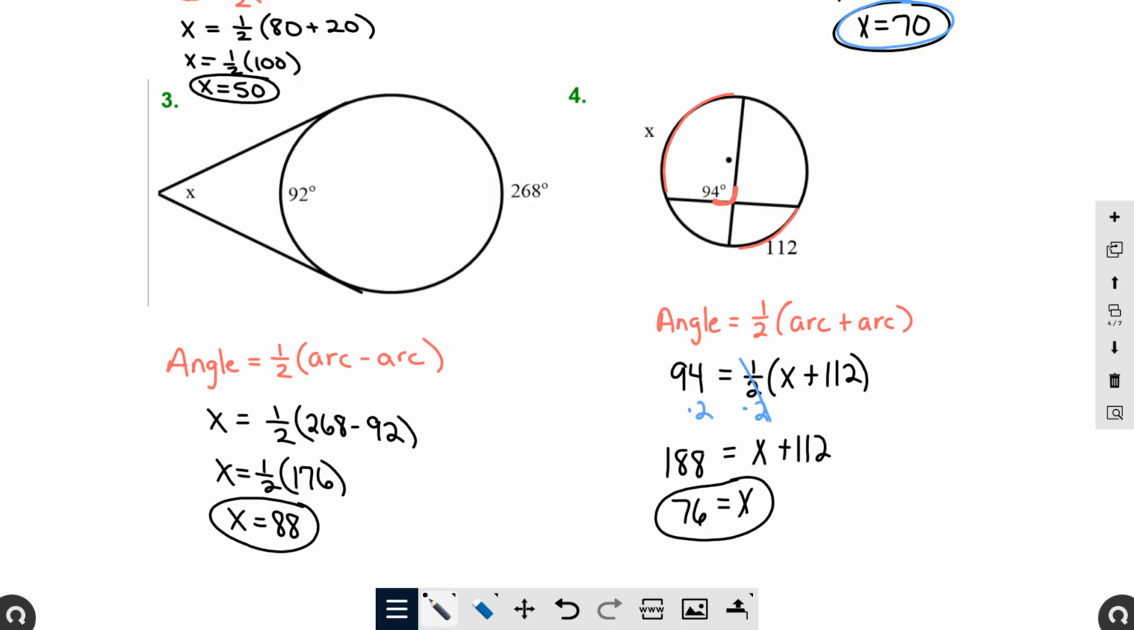All right, question 5 will show up in just a minute. But how do you feel about these angles? Not too bad? That's great. You okay? Okay.